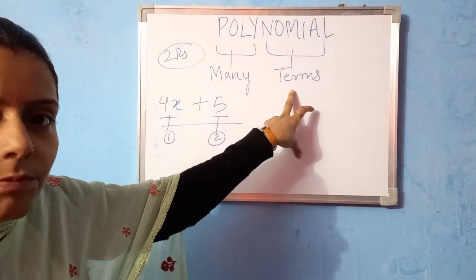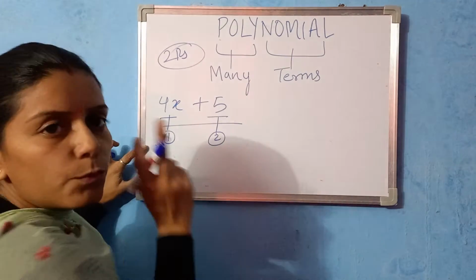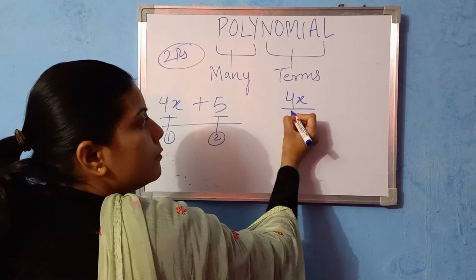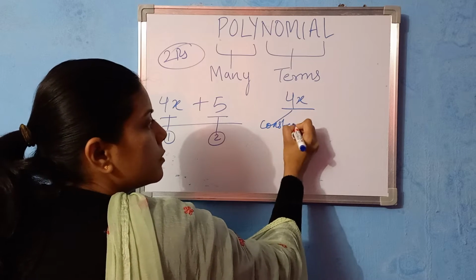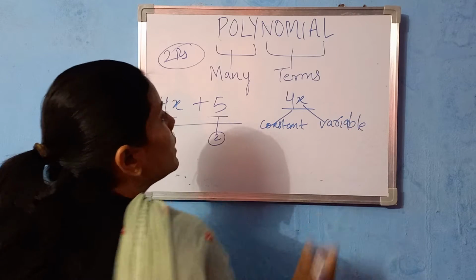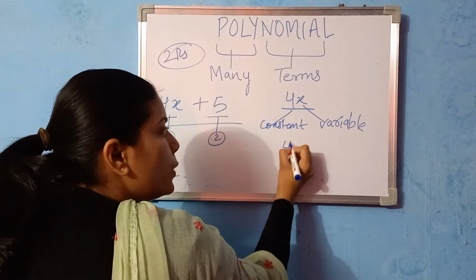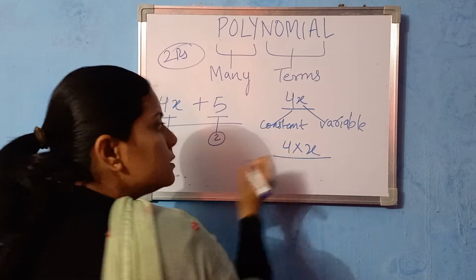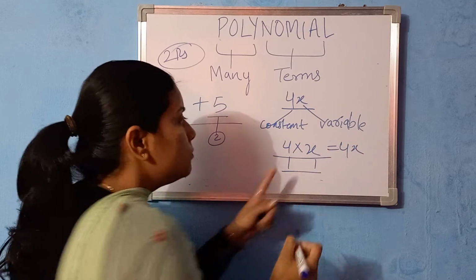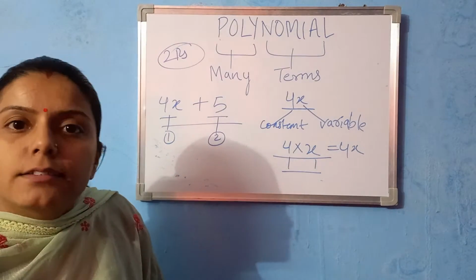So what is a term? A term is the product of its factors. Here the first term is 4x. Let us see 4x. Here 4 is a constant and x is a variable. So a term is the product of its factors. Here in 4x, 4 into x is 4x. So 4 and x are the factors of this term. So when we multiply 4 and x, we get 4x as a term.